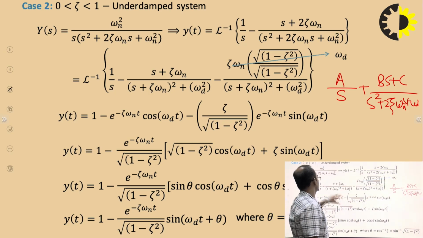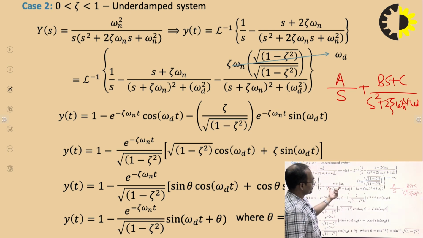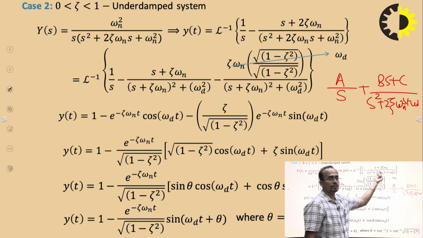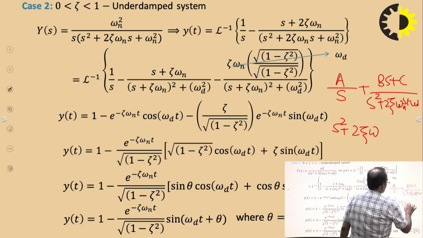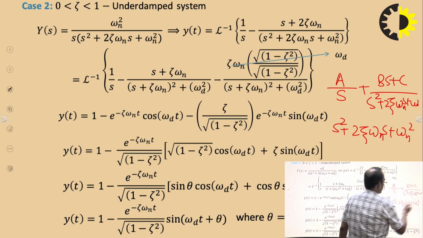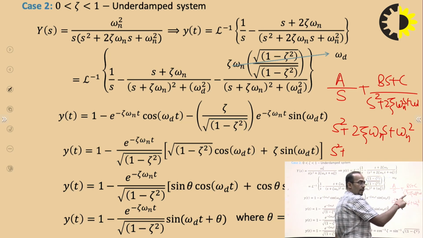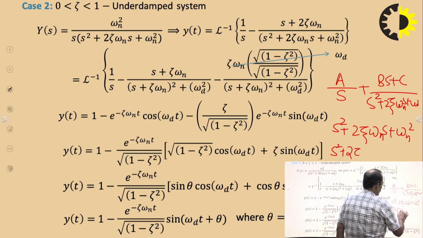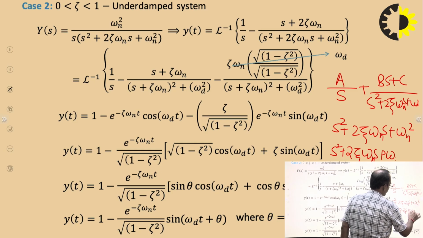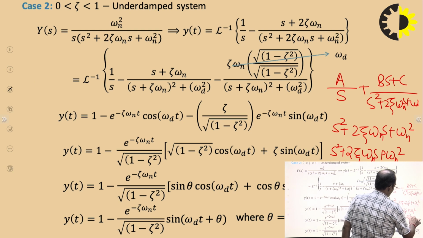After solving this, 1 by s minus (s plus zeta omega n) upon this minus zeta omega n upon this. What I am going to do is make a perfect square of this denominator. For making this a perfect square, I have to add zeta square omega n square and subtract zeta square omega n square. So what will I get here? s square plus 2 zeta omega n s plus omega n square plus zeta square omega n square minus zeta square omega n square.